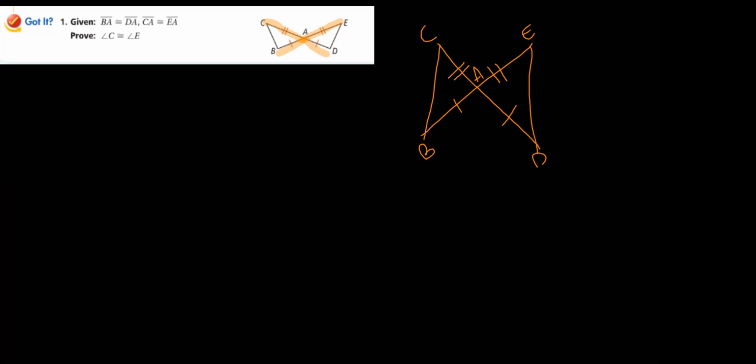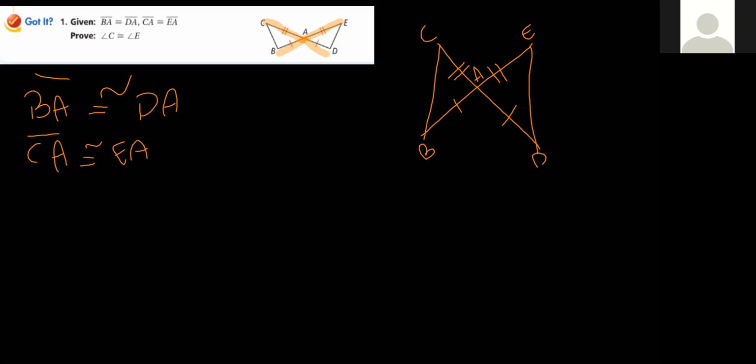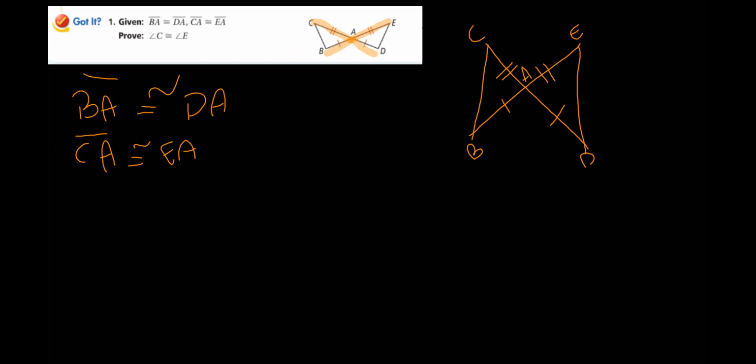The first step, let's prove that these two triangles are congruent. Now, line segment BA is congruent with line segment DA, and CA is congruent with line segment EA. So to prove this, am I using sides or angles? Sides. So I use sides. If I have at least two sides, I can use SSS or SAS.